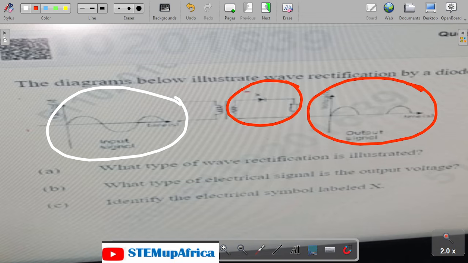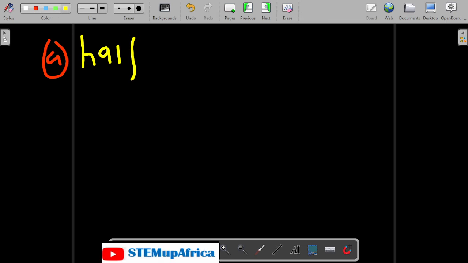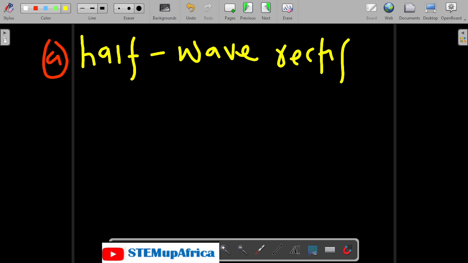They're now asking us, what type of wave rectification is this? So it moved from full to half. I will call it question A, half wave rectification.